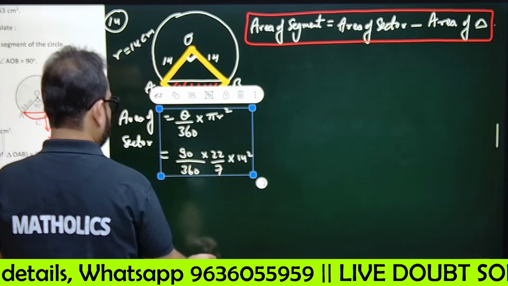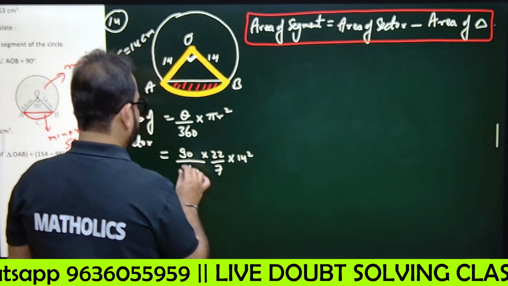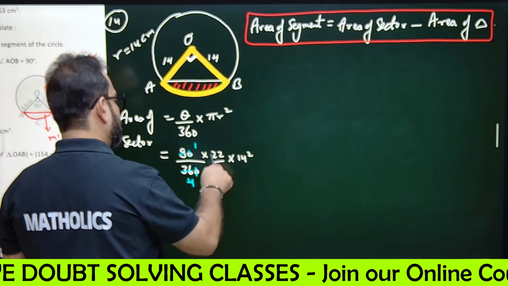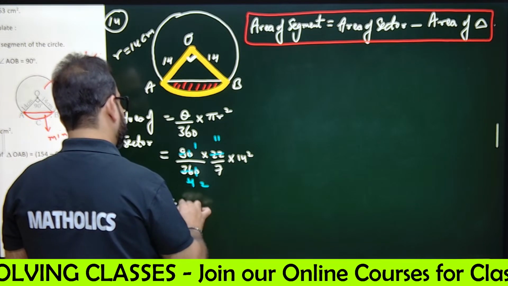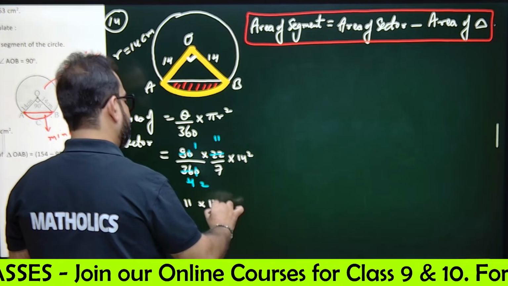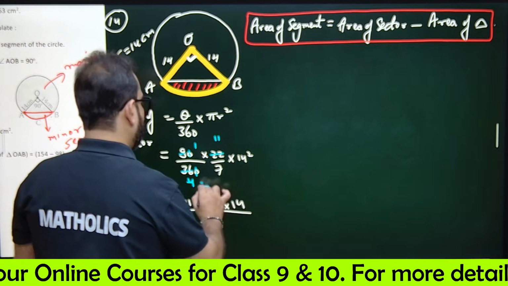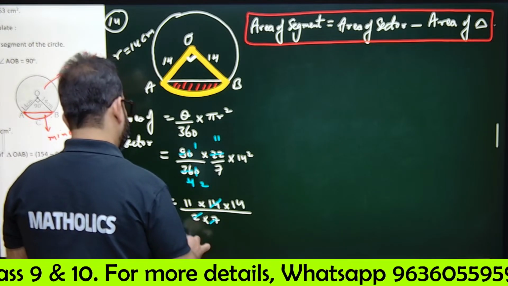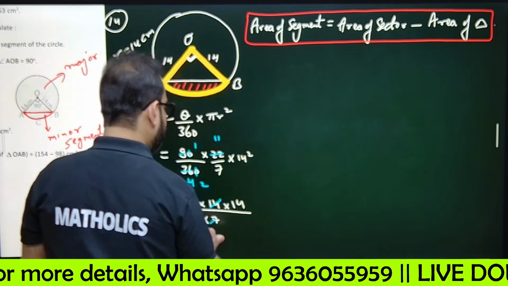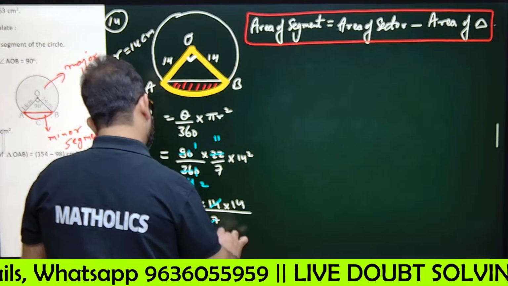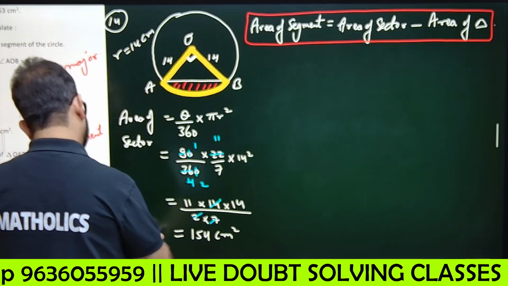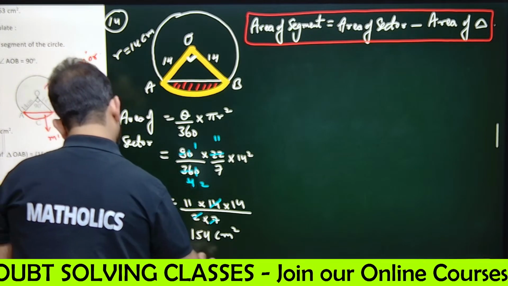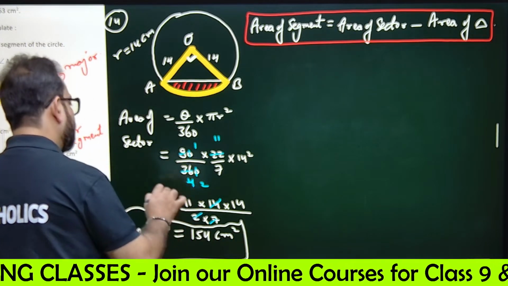Now, this 14, 90 and 360, 9 ones are 9, 9 fours are 36. 2 twos are 4, 2 elevens are 22, right? So it is 11 into 14 square, would mean 14 into 14 whole upon 2 into 7 is left. 2 sevens is 14, cancel 14. So 11 into 14, it will be 140 and 14, 154 centimeter square. This is area of sector, right? Got this point? Area of sector is this.